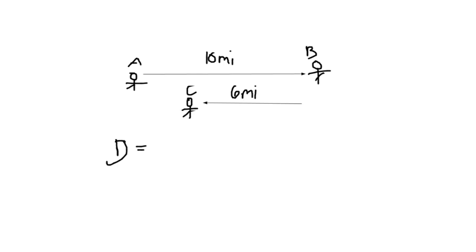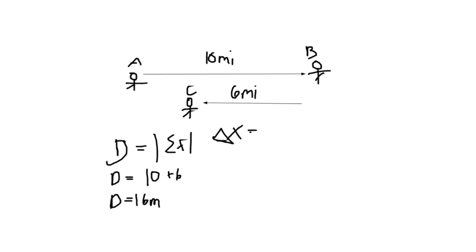So distance, we're just going to add 10 miles plus 6 miles. Or this is the absolute value of the sum of x. So 10 plus 6 is 16 miles. That's actually miles, not meters. So change in x, dito naman displacement is change in x.